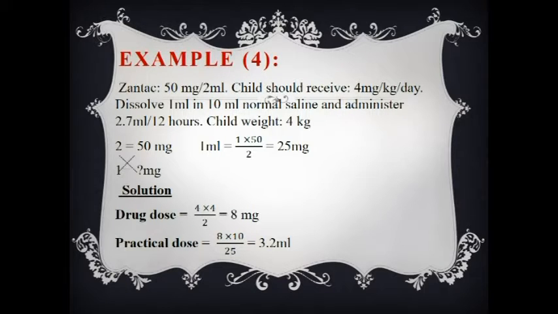The last example is Zantac, 50 milligrams dissolved in 2 ml. Child should receive 4 mg per kilogram per day. Dissolve 1 ml in 10 ml normal saline and administer 2.7 ml per 12 hours. Child weight is 4 kilograms. So 1 ml equals 1 multiplied by 50 and divided by 2, that will equal 25 milligrams. Our solution: drug dose equals 4 multiplied by 4 and divided by 2, that will equal 8 milligrams. Practical dose is 8 multiplied by 10 and divided by 25, that will equal 3.2 milliliters.